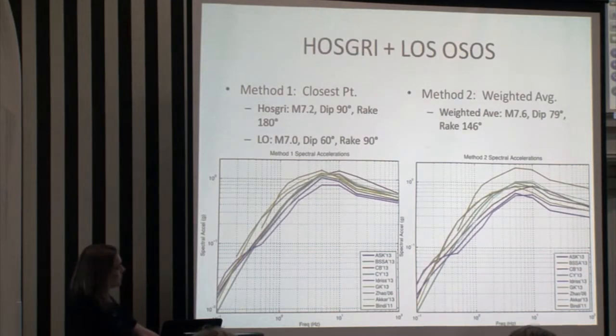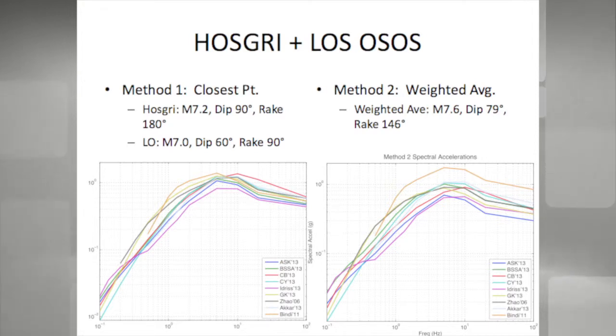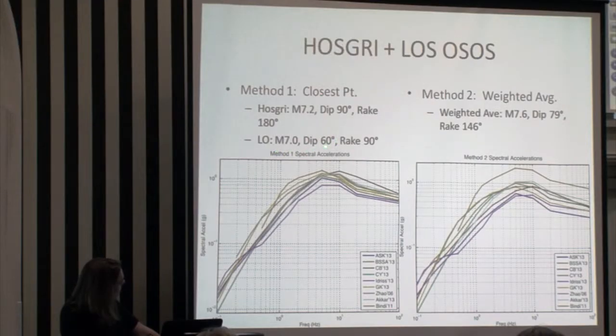Okay, and I'll show the Hosgri and the Los Osos. And here we see a large difference between methods. That's because here we're combining the Hosgri, with a strike of 180 and a dip of 90, and the Los Osos, with a dip of 60 and a rake of 90, and then we SRSS them to produce this. But here, when we use the weighted average, we have a magnitude 7.6. It's a larger magnitude. It's a dip of, I believe, 79 degrees and a rake of 146 now.